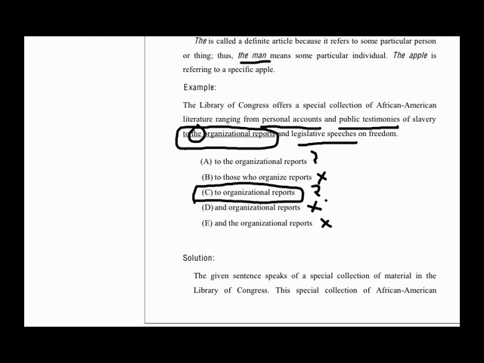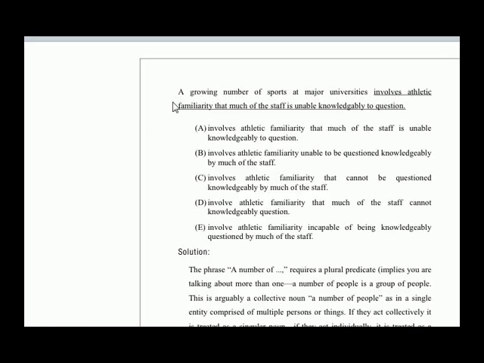So here's the next question that tests usage of nouns. A growing number of sports at major universities involves athletic familiarity that much of the staff is unable knowledgeably to question. So a growing number of sports at major universities is kind of redundant, so let's just exclude this for the moment.